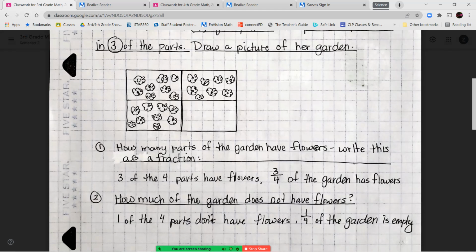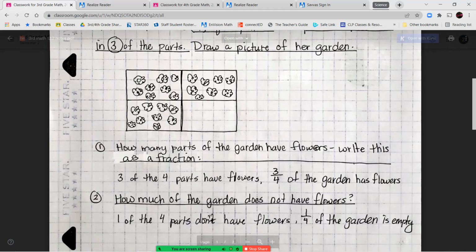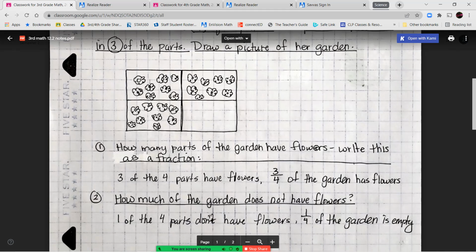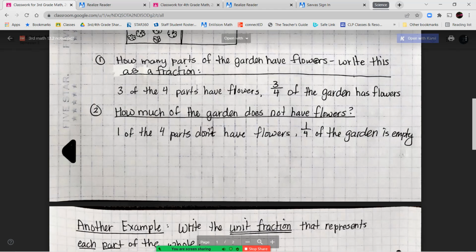How much of the garden does not have flowers? So out of the whole garden, 1 of the 4 pieces is empty. So 1/4 of the garden doesn't have flowers in it. Now notice our denominator, our bottom number, is the same. We still have 4 total pieces. We're just counting different parts of it. We're counting the parts with flowers first, and we're counting the part without flowers, but it's still out of the same total 4 pieces of her garden.